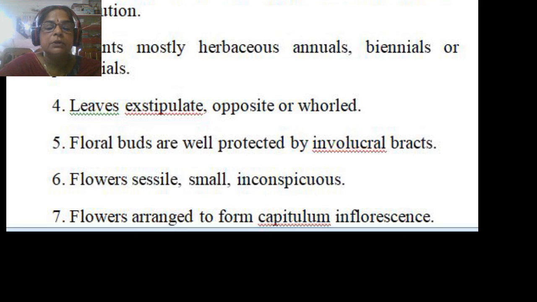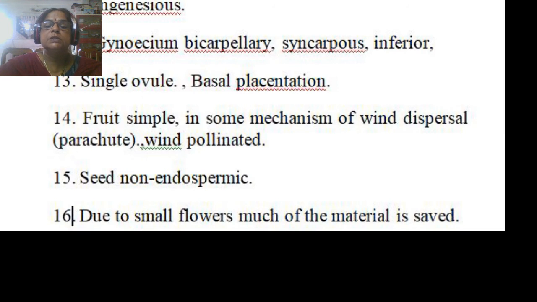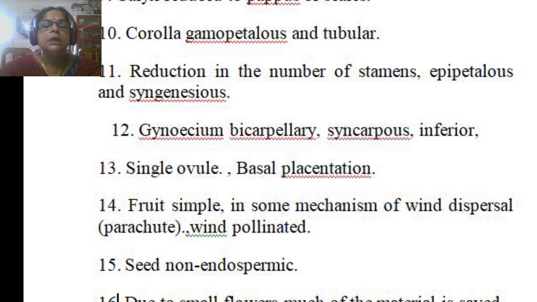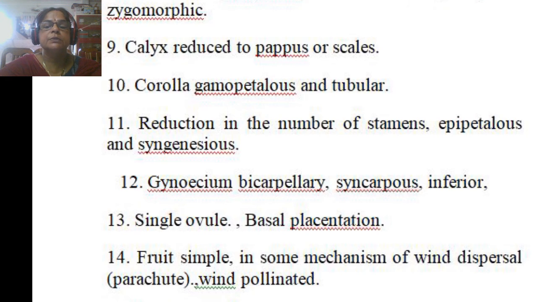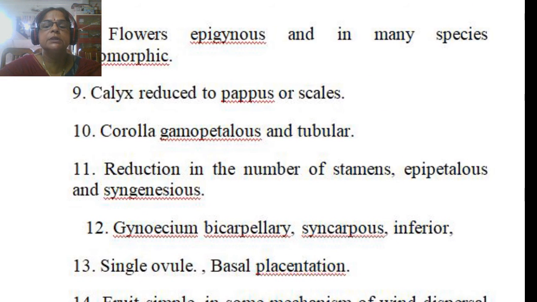The next is the flower. These flowers are arranged in the form of capitulum or head inflorescence, which is the special character of this family. Another character is the pappus. Two types of flowers are present in this, both epigynous. The flowers are zygomorphic as well as actinomorphic. The peripheral flowers are zygomorphic, and in the center you will find the actinomorphic flowers.